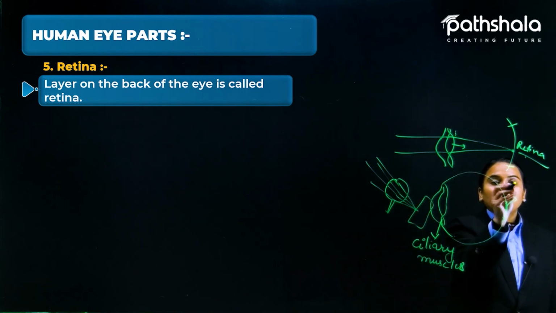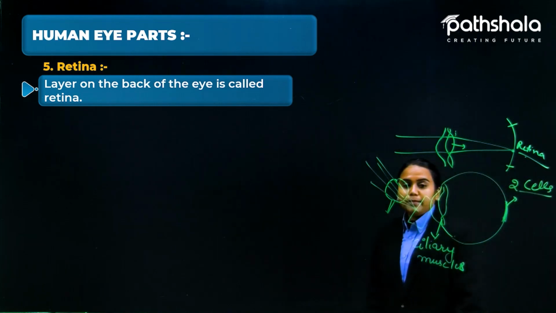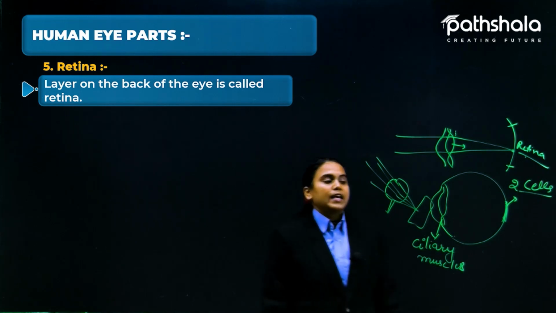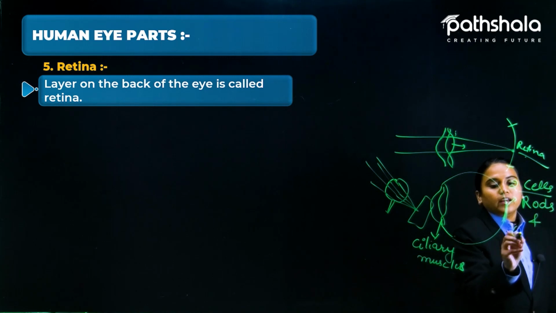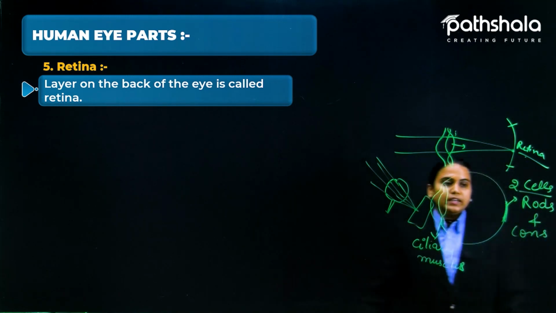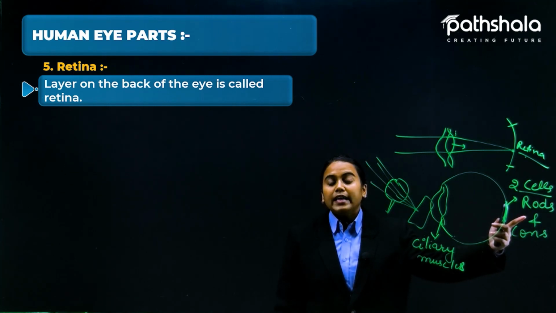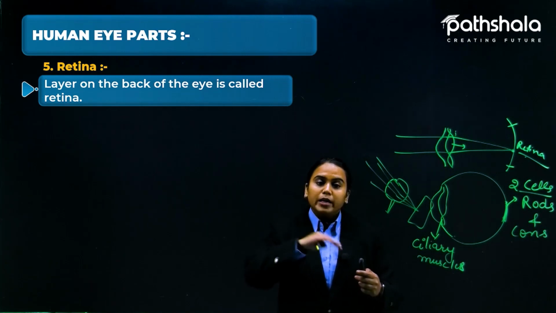Here we have two kinds of cells. Okay, cells, you have read about cells in biology also, right? So here we have two types of cells, that are rods and cones. Rods help us to detect the intensity of the light, whether the light is brighter or dimmer.